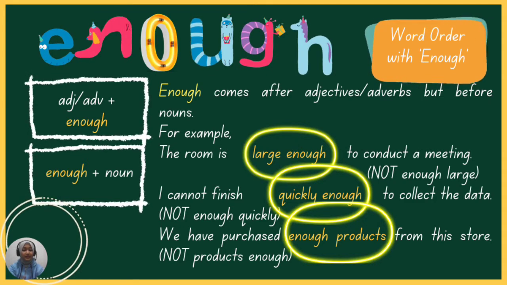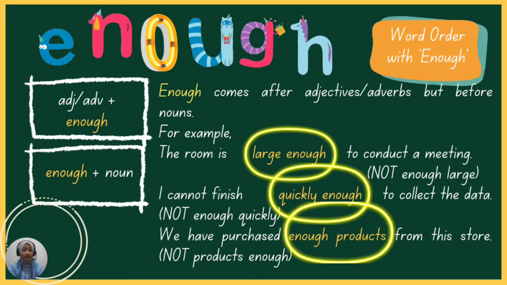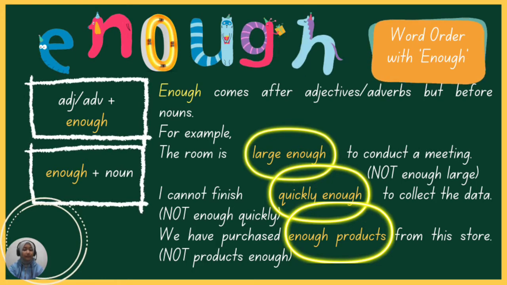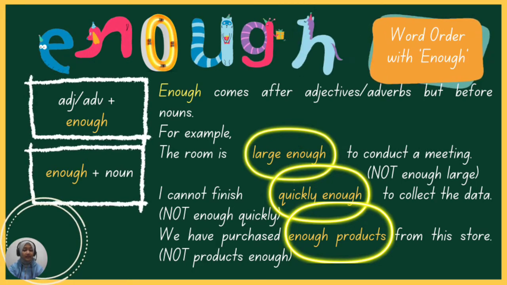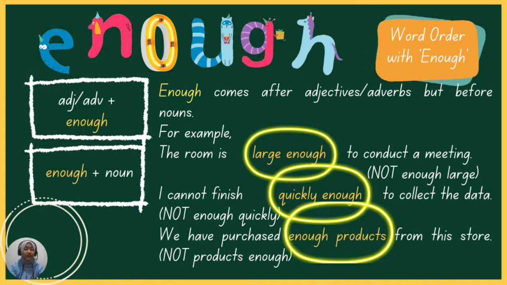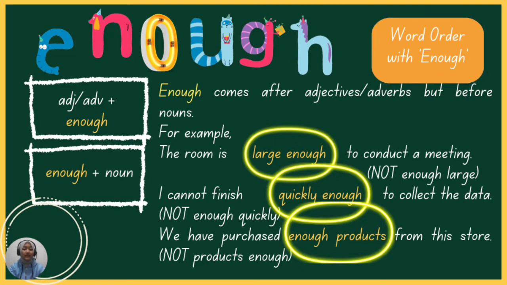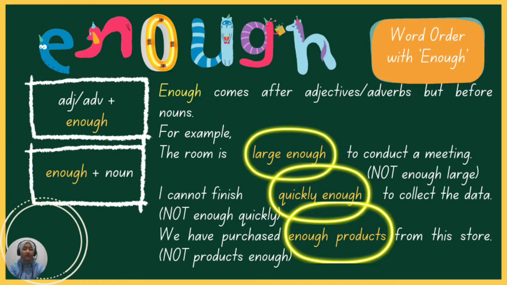Next example, satu lagi contohnya ya. We have purchased enough products from this store. Product ini adalah bentuk noun. Oleh karena itu kata enough muncul sebelum noun ya, sehingga bentuknya adalah enough products, not products enough. Oke, itu dia penggunaan enough bersamaan dengan adjective or adverb and noun.